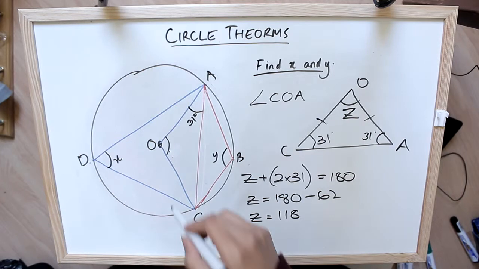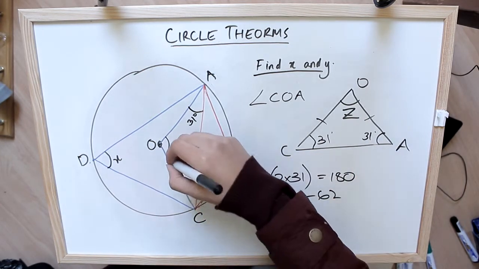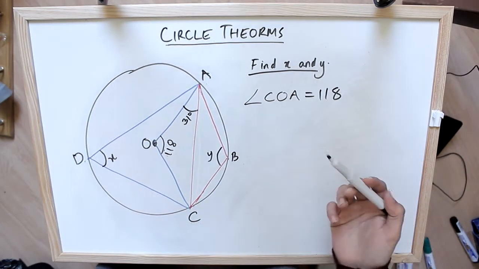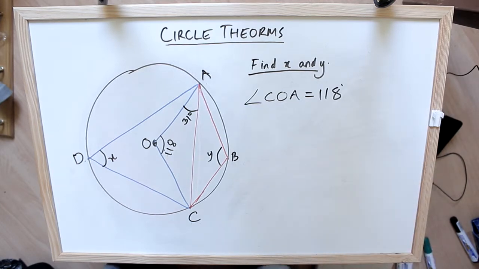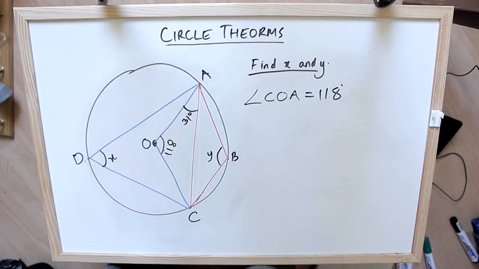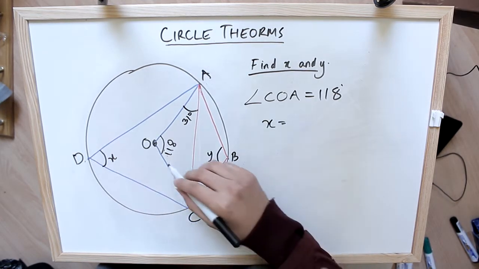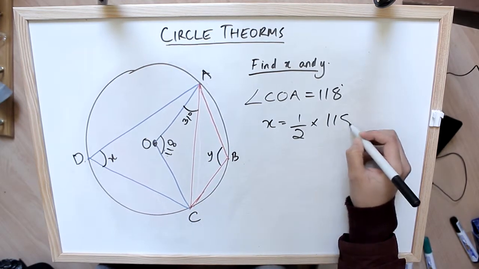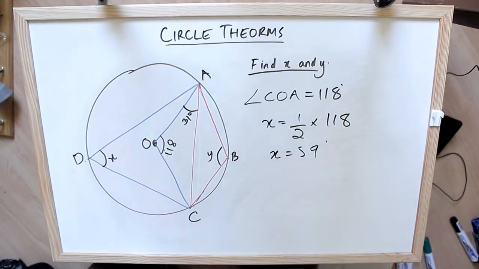So we've got that this angle, our Z, is 118. We can write this out here, 118. Now we've worked out our angle COA to be 118 degrees. Now we can halve this to work out what x is using our first circle theorem. To find out x, all we do is half of 118. This gives us x equals 59 degrees.